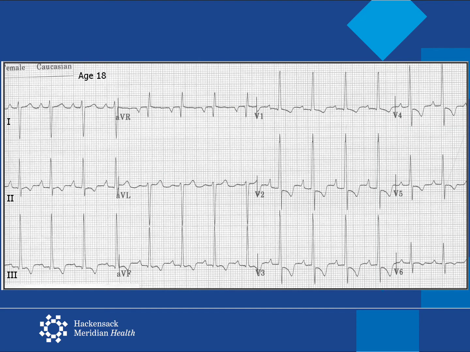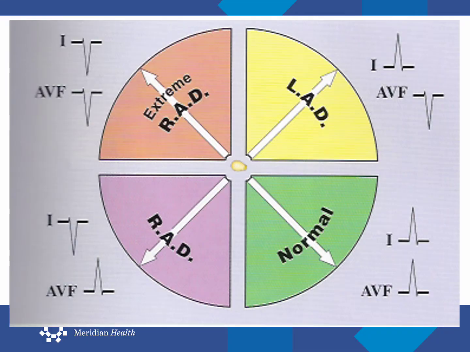Here is another example of a true right axis deviation. The extreme right axis, with negative deflections in both the lateral and inferior leads, is sometimes called a northwest axis, for reasons obvious from the next slide.